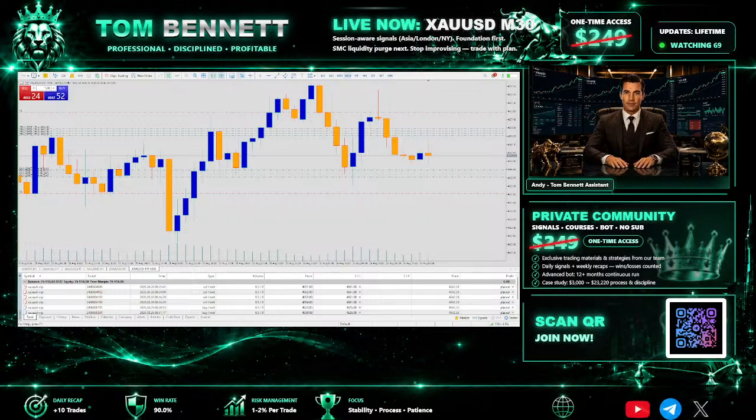XAU-USD behaves differently depending on the session. The Asian session can create range and liquidity. London can start expansion or manipulation. New York can bring major volatility, especially around US data. Many traders get trapped because they do not understand when they are trading.